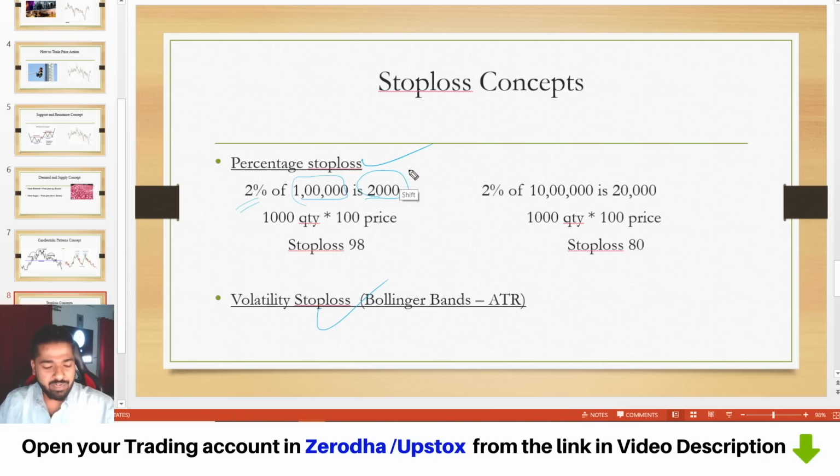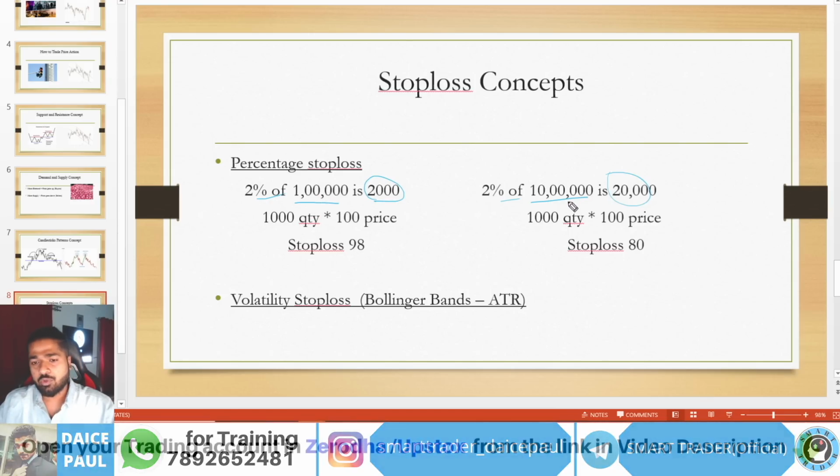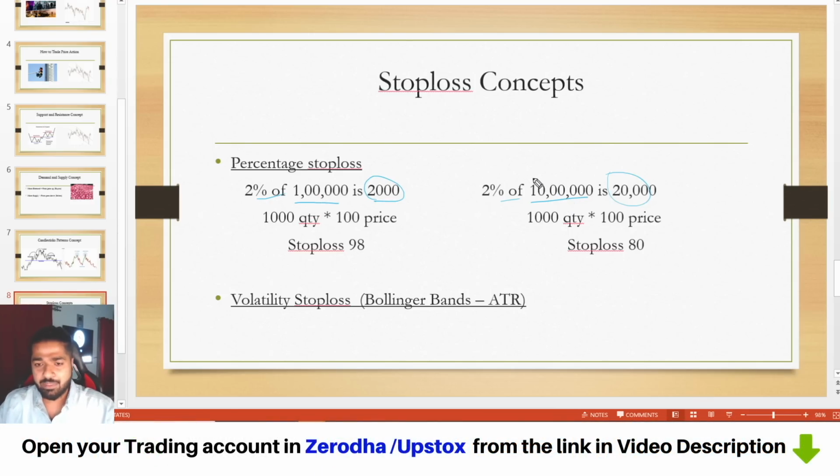Now in this type, I'll give an example here. Let's say a trader has 1 lakh rupees and another trader has 10 lakh rupees. So 2% risk is 2000 rupees for him and 2% risk for the other is around 20,000. I'm just taking a general example. Now let's say both of them traded with the same quantity. He traded with the whole of his money, 1 lakh. He traded only with 1 lakh rupees. He's not putting his whole capital and taking risk.